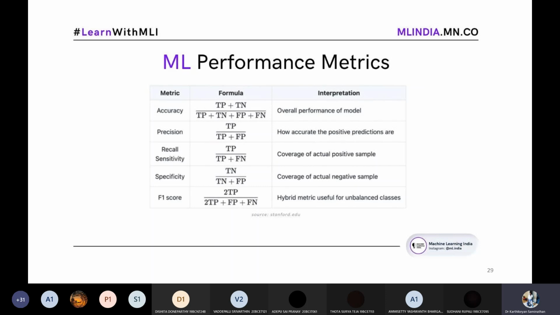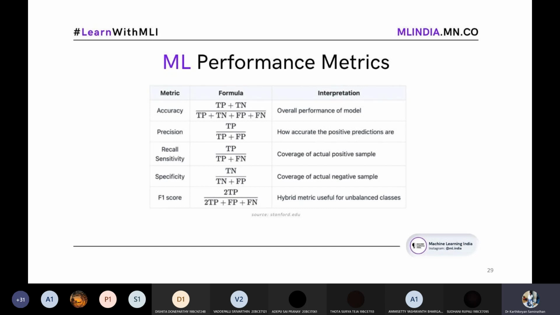So TP plus TN divided by TP plus TN plus FP plus FN: true positive plus true negative divided by true positive plus true negative plus false positive plus false negative. When you do this, you get the overall performance. Precision is how accurate the positive predictions are: true positive divided by true positive plus false positive. Recall, or sensitivity, is true positive divided by true positive plus false negative.